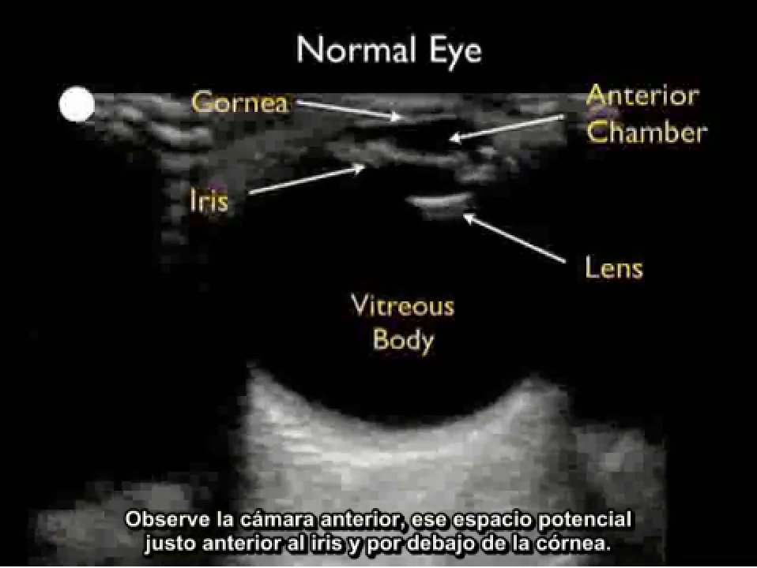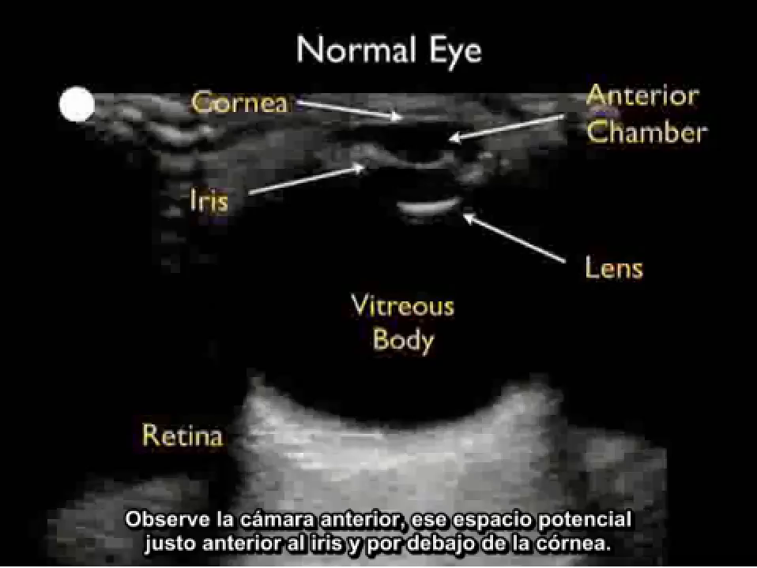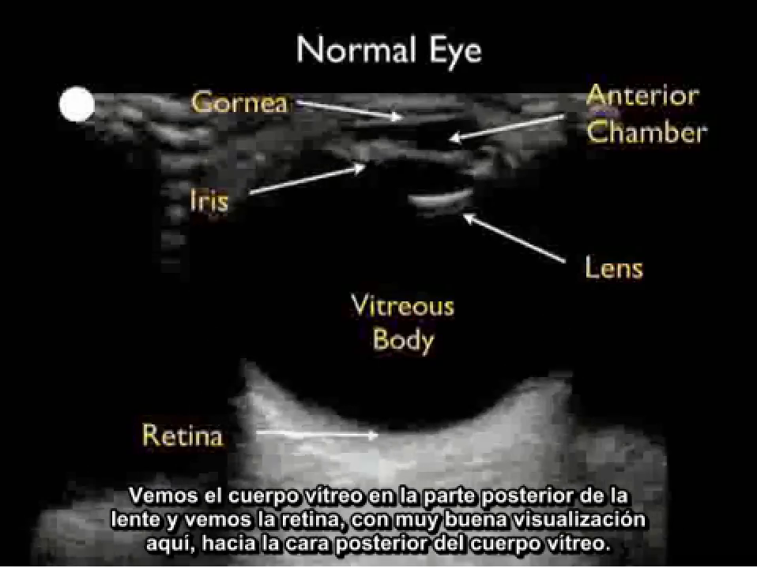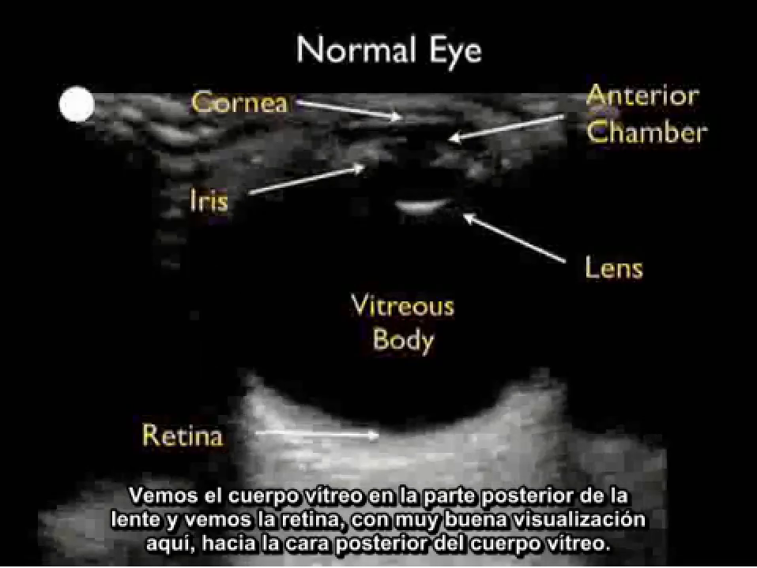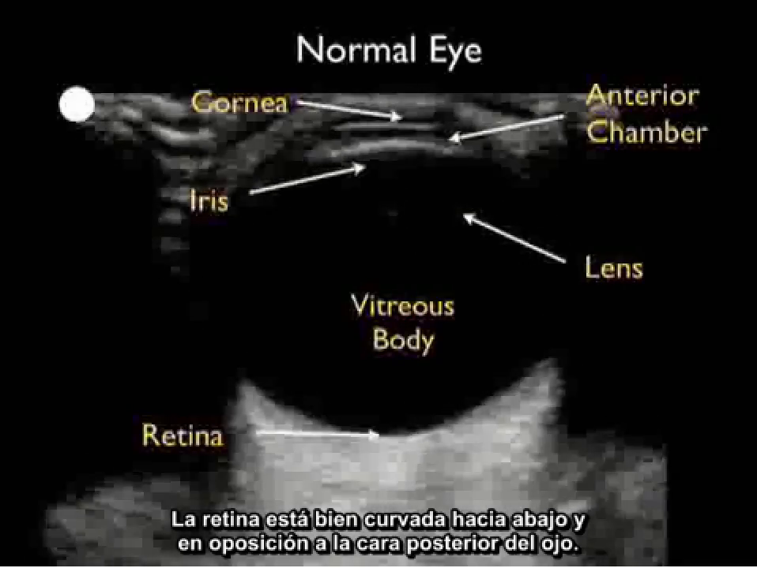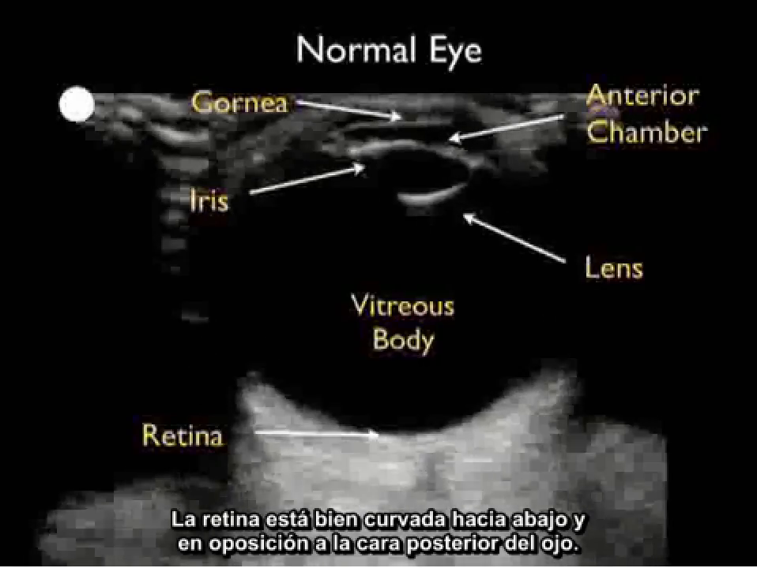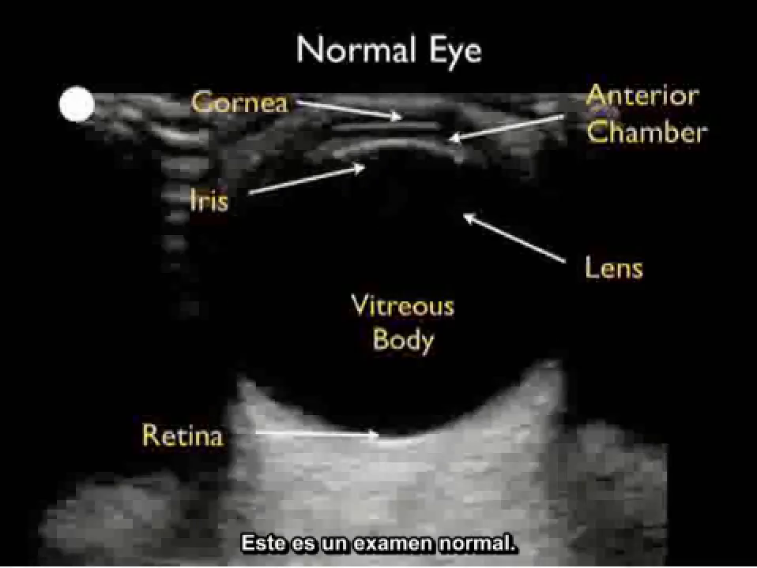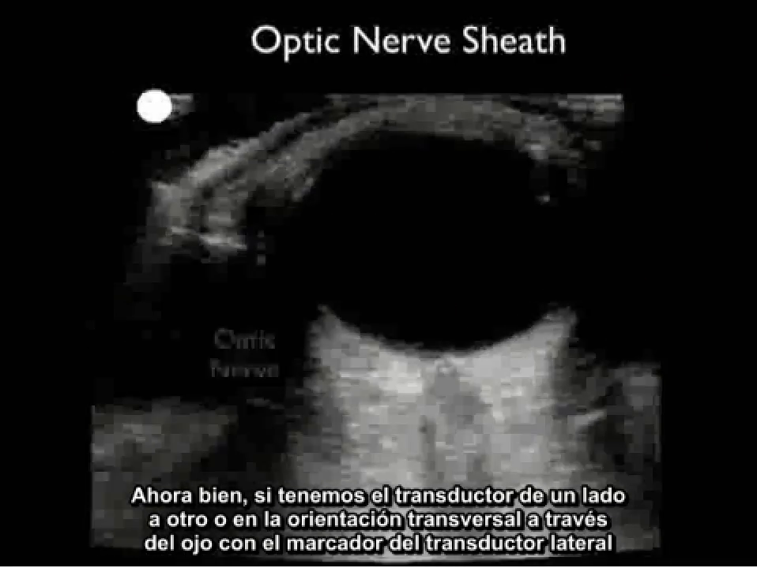Note the anterior chamber, that potential space, just anterior to the iris and below the cornea. We see the vitreous body and back of the lens, and note the retina, well seen here, to the posterior aspect of the vitreous body. This retina is well tacked down and in opposition to the posterior aspect of the eye. That's a normal examination.